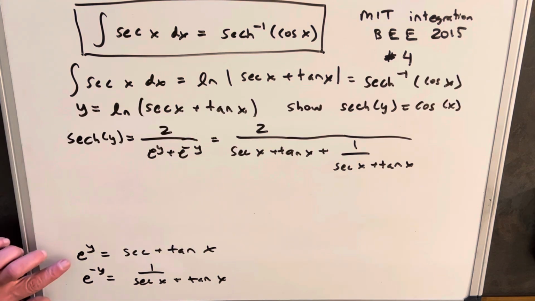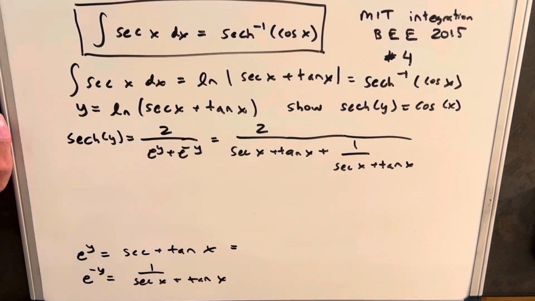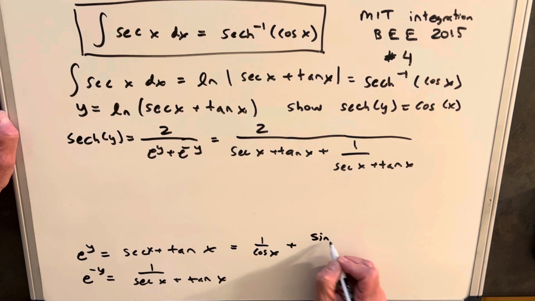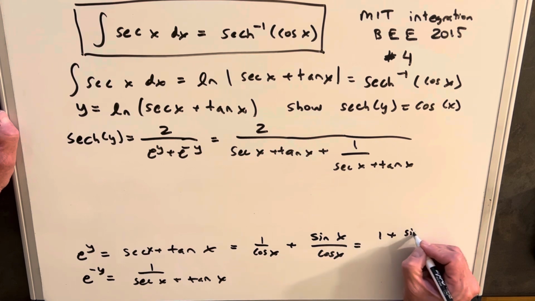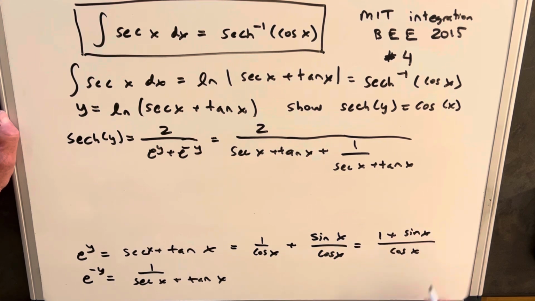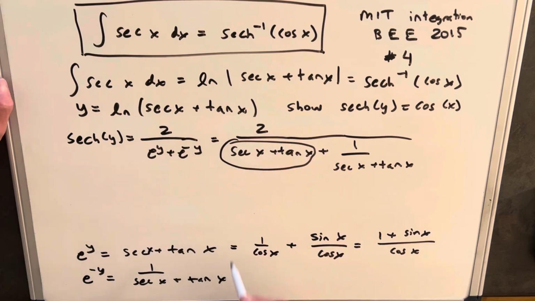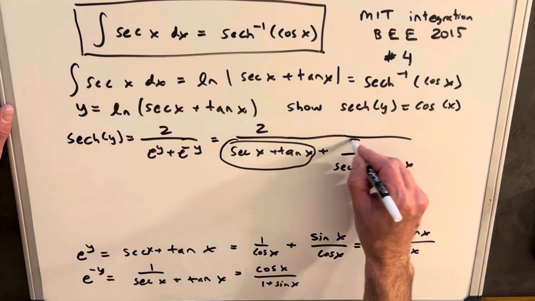And actually, I think before I continue, I should do some more cleaning up on our e to the y expression. So let's change this in terms of sines and cosines. So our secant x here is going to be 1 over cosine x, and our tan x is going to be sine x over cosine x. But then we've got the same denominator here, so we can add these together and have 1 plus sine x over cosine x. So again, that's going to be this piece right here. But then this piece is just going to be the reciprocal of that, so it's actually going to be cosine x over 1 plus sine x for our e to the negative y. That's going to be this piece.